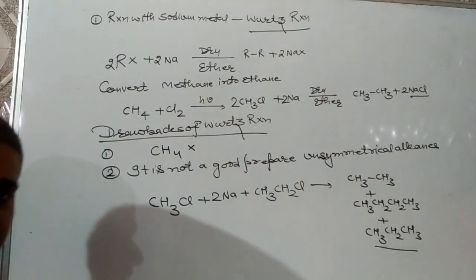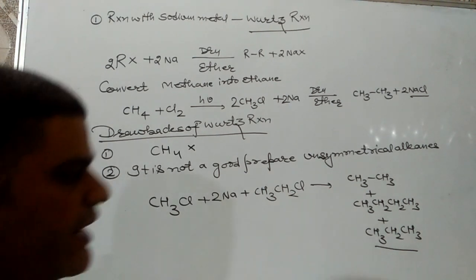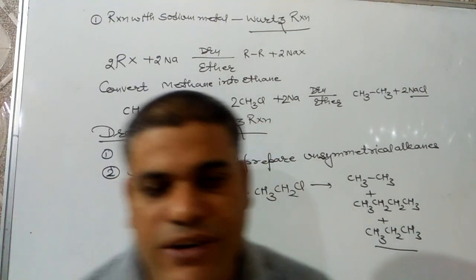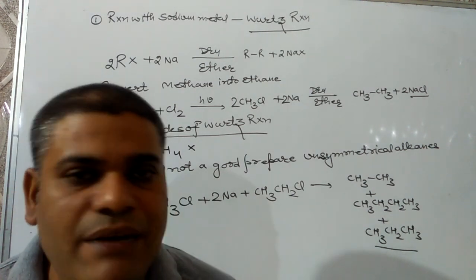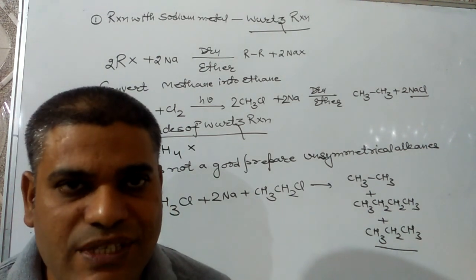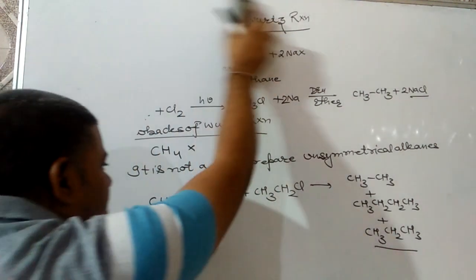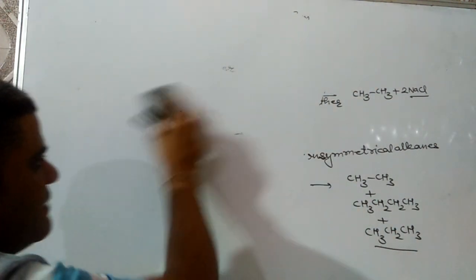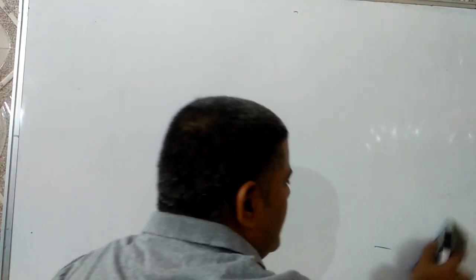And one more drawback is there. Tertiary haloalkane will produce alkene instead of alkane, and this reaction is an example of free radical substitution reaction. Now, as we know, by this reaction we cannot prepare the unsymmetrical alkane in good yield.